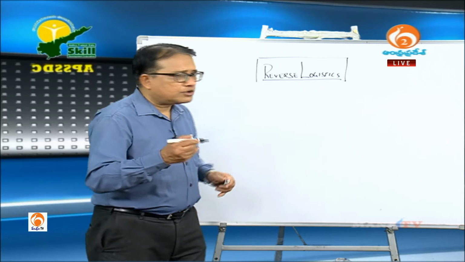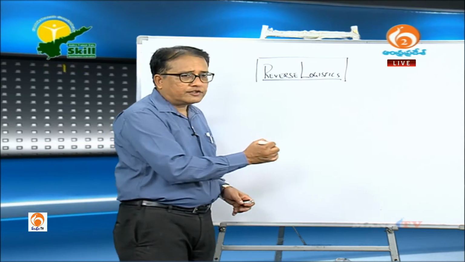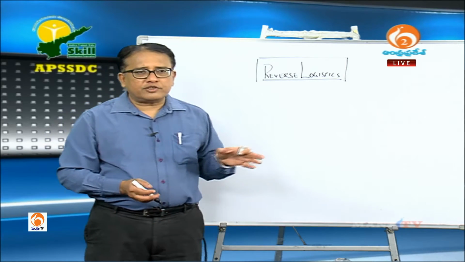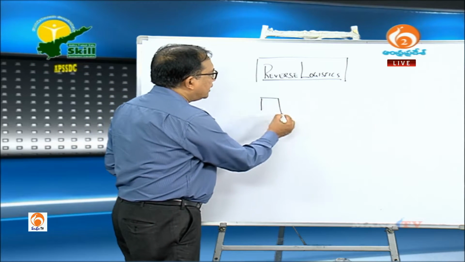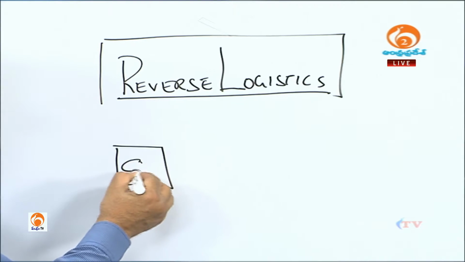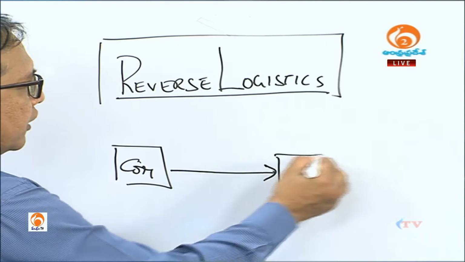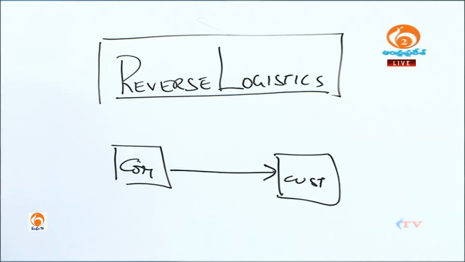To start with, a bit of a recap: we told you that reverse logistics, by the word reverse, is just the opposite of forward logistics. Forward logistics is when a company produces goods for a particular customer. That is forward logistics.